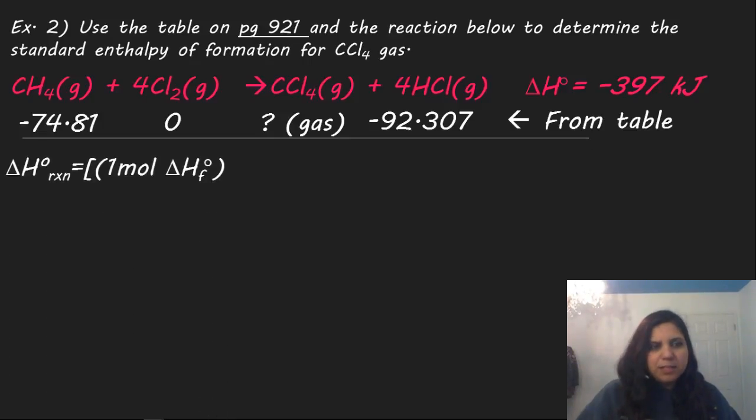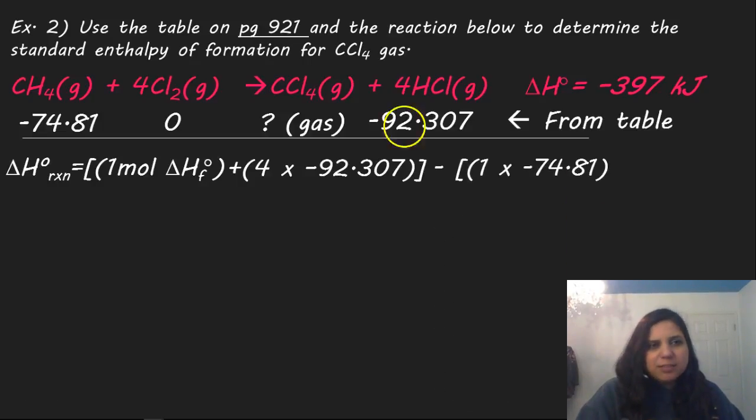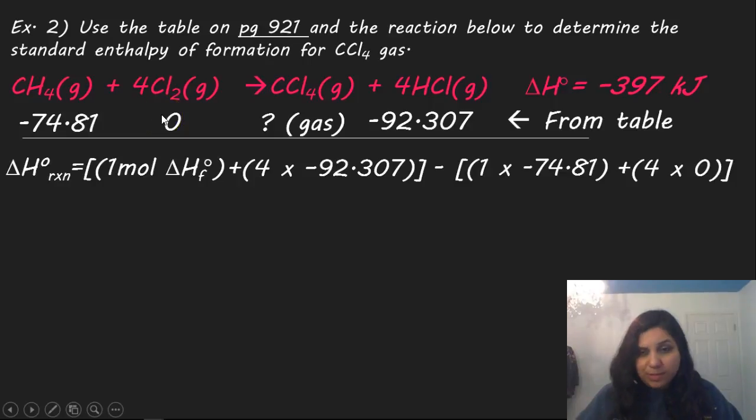So delta H of reaction is going to be, this is our X part, 1 mole, because the coefficient is 1, of the enthalpy of formation for CCl4. So this is what we're going to write here as our X. Or you could write 1X, but I'd rather see it like this. Okay, so then this is our first product plus this one. So it's going to be 4 times this. Then it's going to be minus the reactants. So 1 for CH4 and 4 for chlorine, which is just 4 times 0.